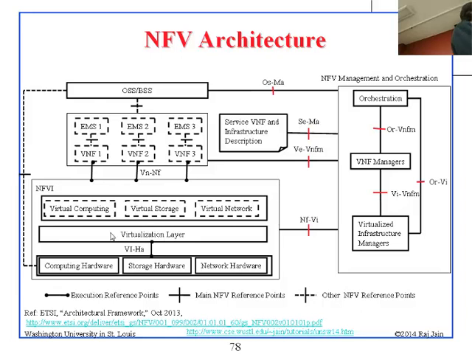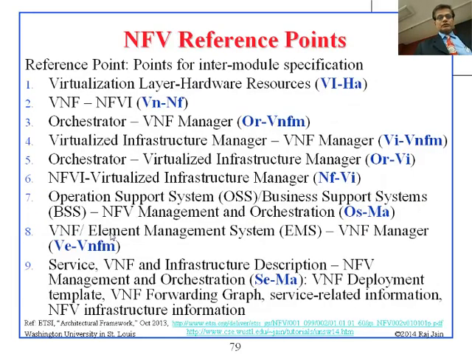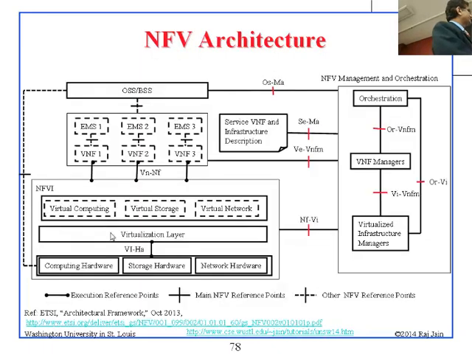And for each of these, like the carriers do always, they have these points. These are called reference points. Everything which I am marking red here is a reference point. That is where there will be standard APIs. So how the orchestration talks to the VNF manager, how they talk to the virtualized infrastructure manager, how this thing talks to OSS. All of these reference points, the APIs, they have not been done, but those are proposed. And so these are the reference points. I think they were better shown in the previous picture. So for example, VIHA. In the previous picture, we have VIHA, right here in the bottom.